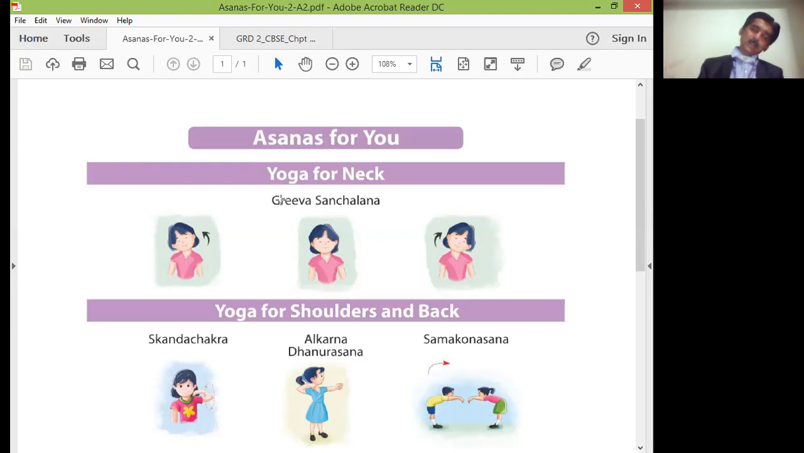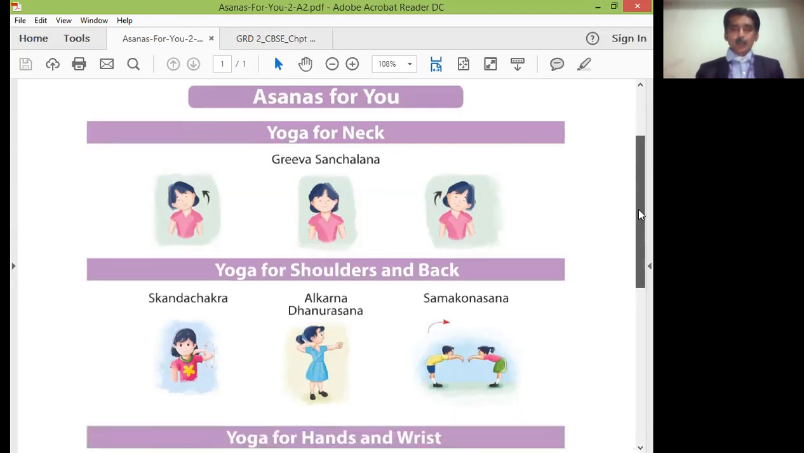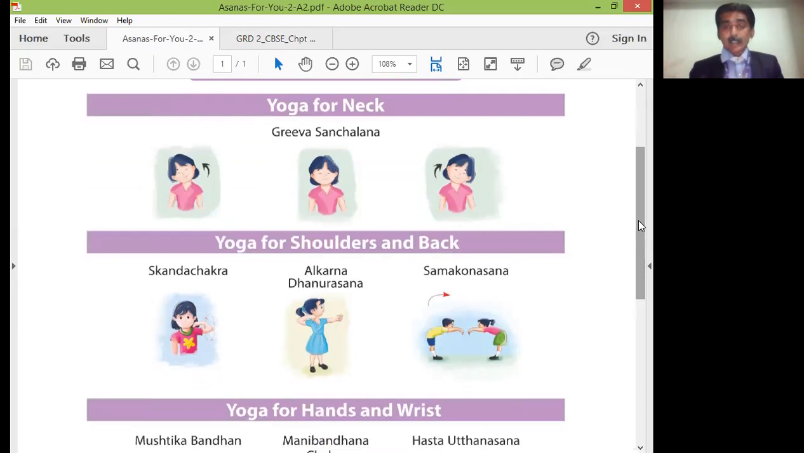Bend it towards your right for a few seconds. Bring it to the original position, and again bend it to the left side of your own, and just keep in this position for a few seconds, again come back to your original position. Okay, so this is the yoga for neck. Okay, this you will do at home better, strictly under the guidance of your parents.